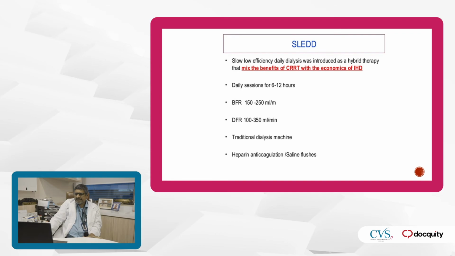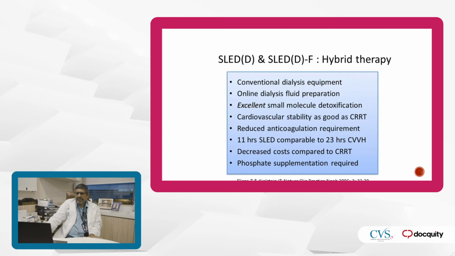Okay, so again, SLED basically mixes the benefits of CRRT with the economics of IHD. Normally with SLED, we do daily sessions of 6 to 12 hours. The blood flow rate will be low, around 150, with a low dialysis flow rate, using traditional dialysis machines. And you don't need as much anticoagulation as compared to CRRTs. The dialysis fluid is done online by the machine itself, so you don't need separate dialysis bags, and it's got good cardiovascular stability compared to intermittent hemodialysis.